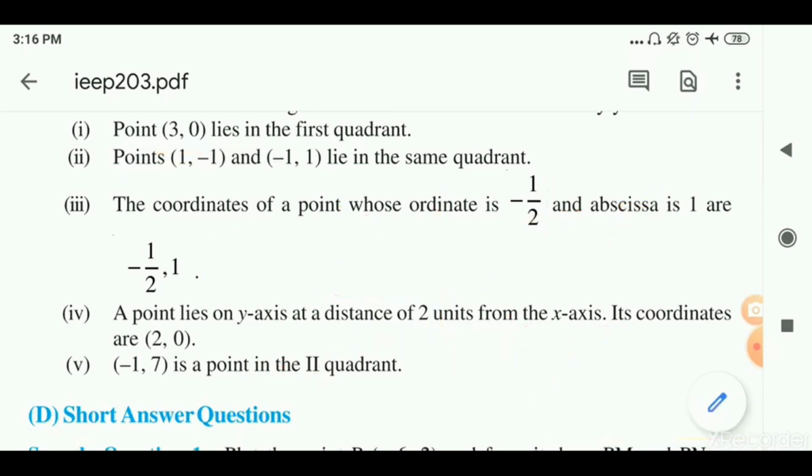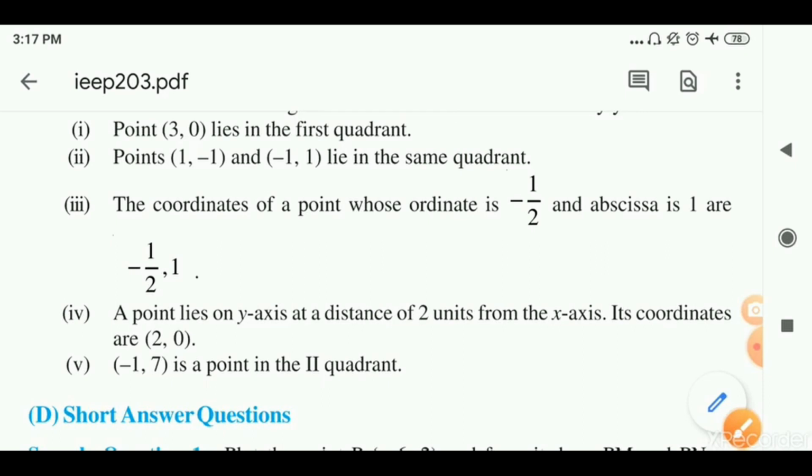So where will it lie? It should lie on the x-axis. As you can see, the value of the ordinate is 0 over here. You got it? So the statement is false. We can say this statement is false. Got it? Let us read the next.